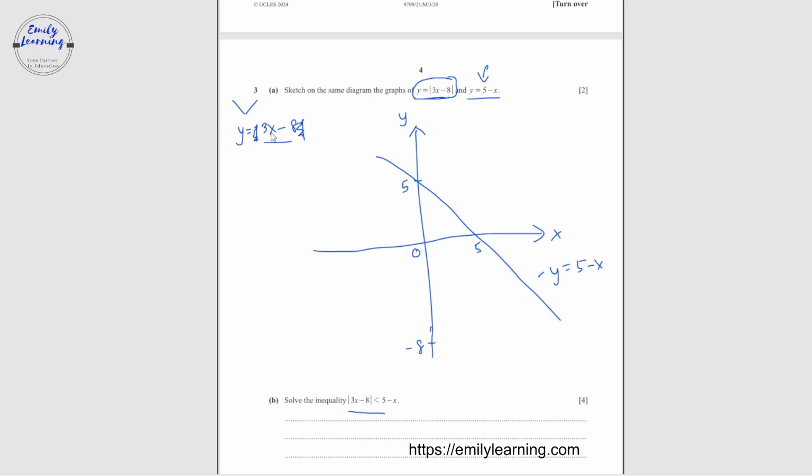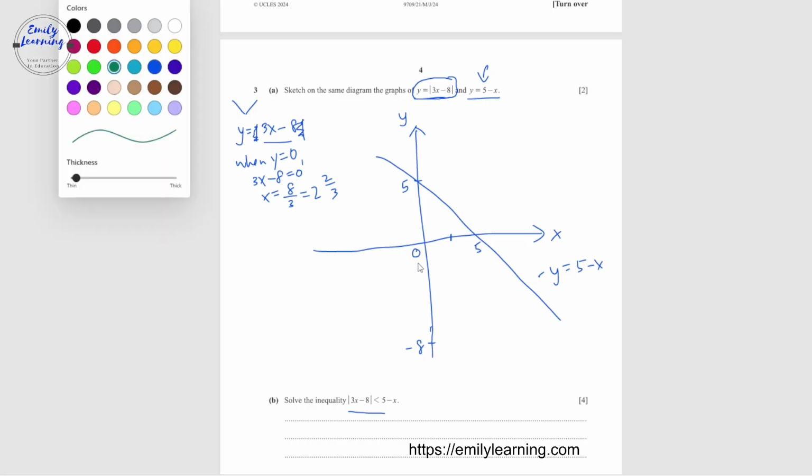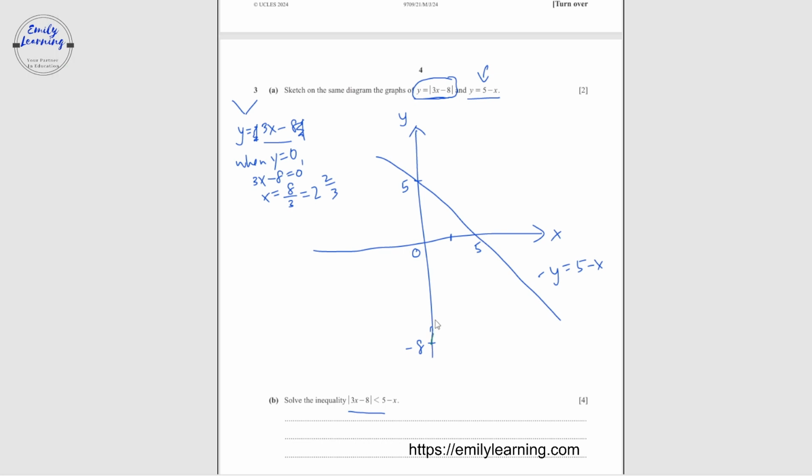And the x-intercept, that means when y is 0, so 3x minus 8 is 0, x is equals to 8 over 3, or equals to 2 and 2/3. So this is where it is. Let me first draw it in dotted lines. So this one is y equals to 3x minus 8.